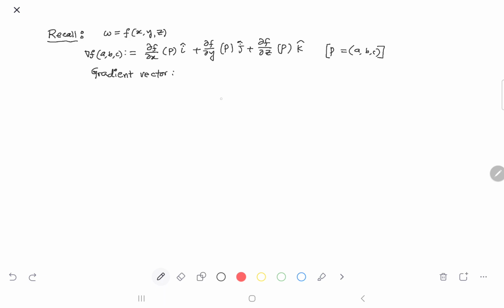So this is called the gradient vector. And we have seen the geometric significance of this, right? So that also we have seen. What was it? If you take a level surface, f x y z equals c, and consider the point p on the level surface, then you will get a tangent plane at that point. The gradient will give you the normal vector at that point.